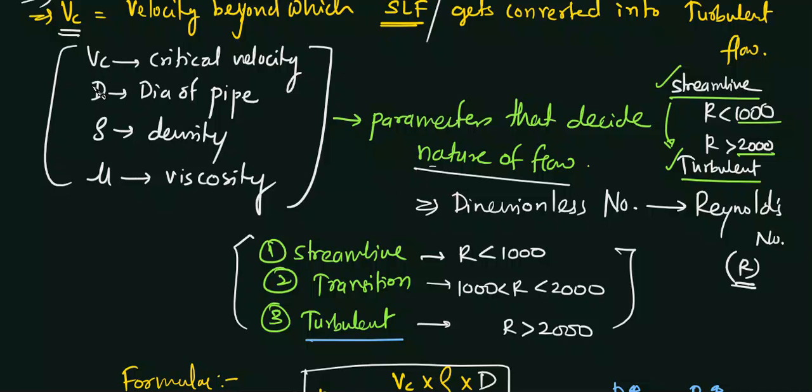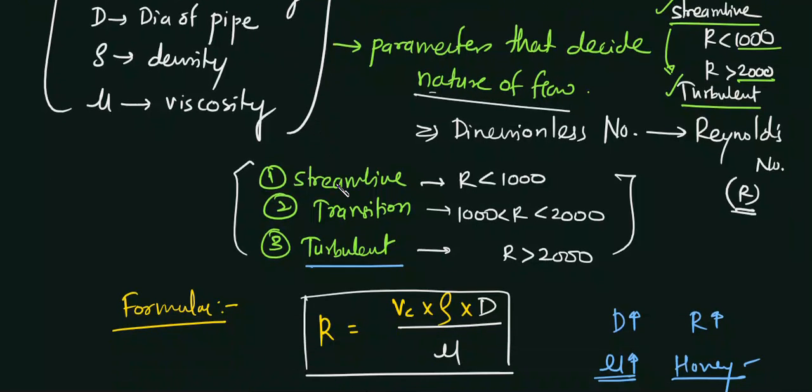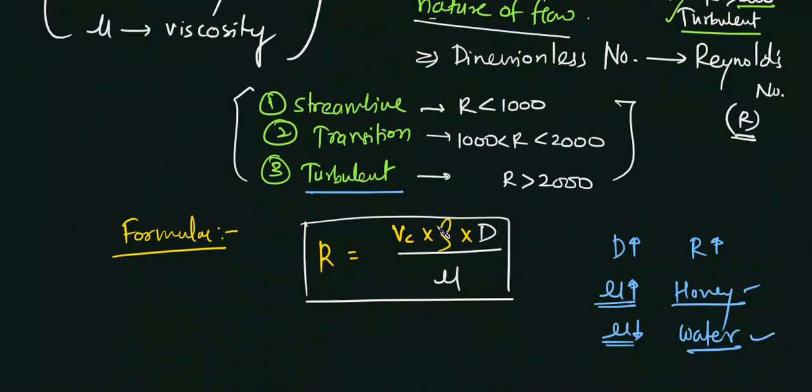Here the nature of flow depends on Vc, d, rho, mu, but every time you cannot calculate the flow velocity and all. For that, simply one chart is made. On that the formula is given, Vc rho d divided by mu, and this complete term becomes dimensionless, and it gives us simply a number, like 1500, 2000, whatever, and based on that you will decide the nature of this flow.